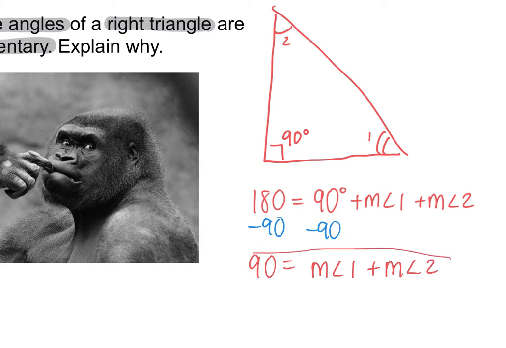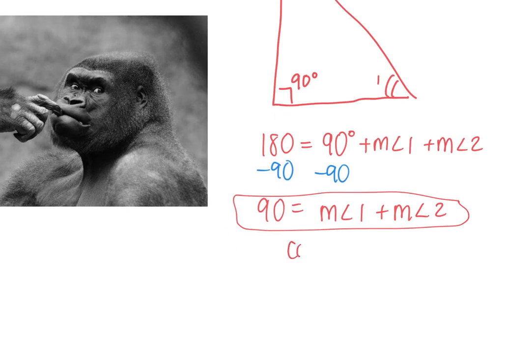Remember, when two angles add together to give us 90 degrees, they're complementary. So this is why they're complementary.